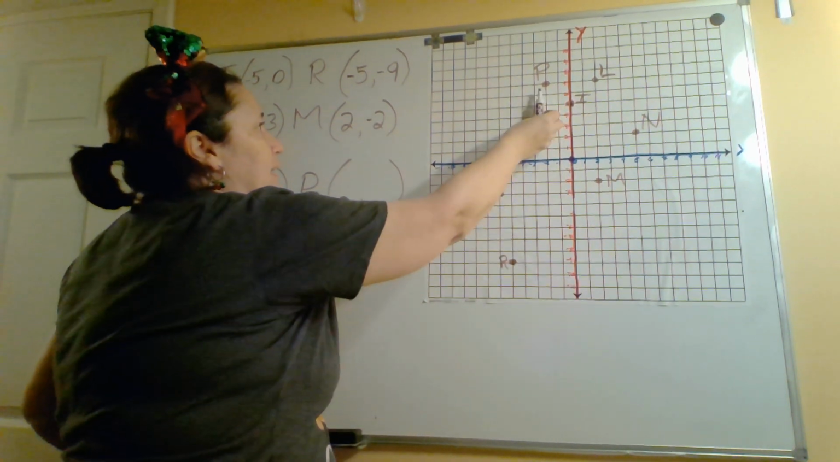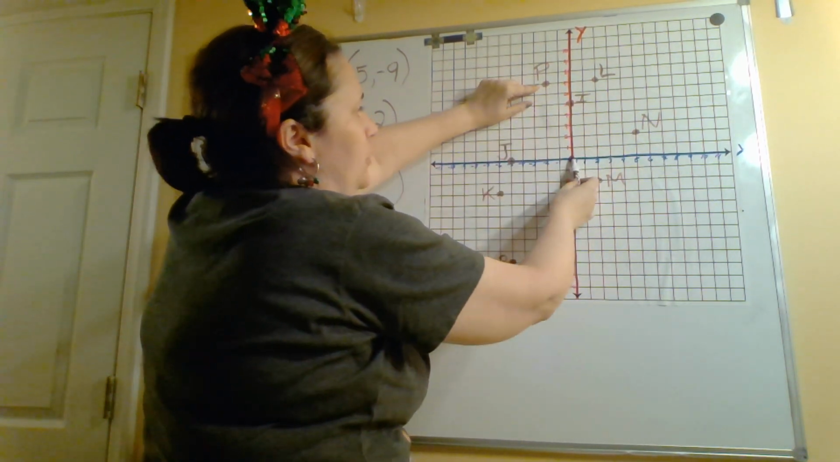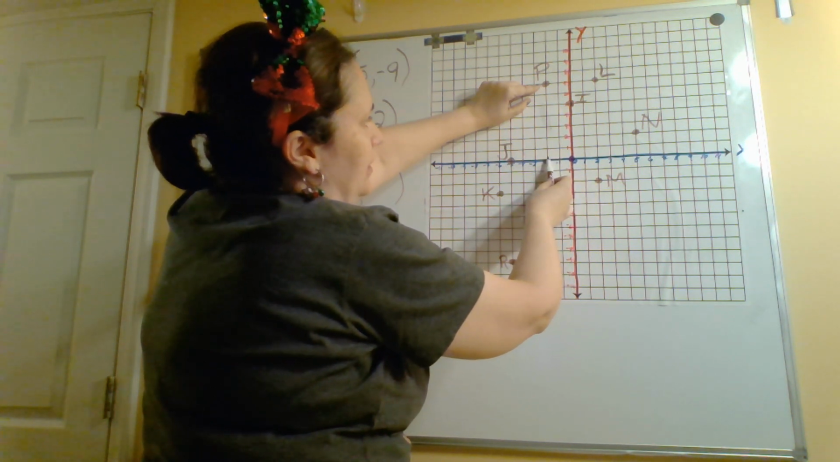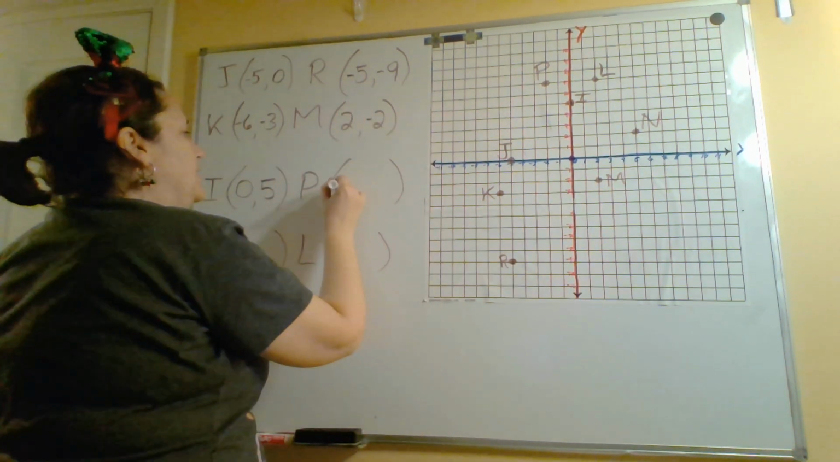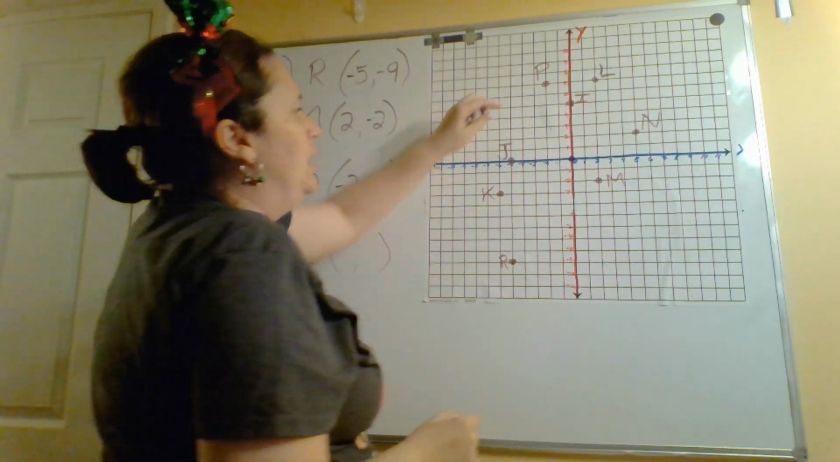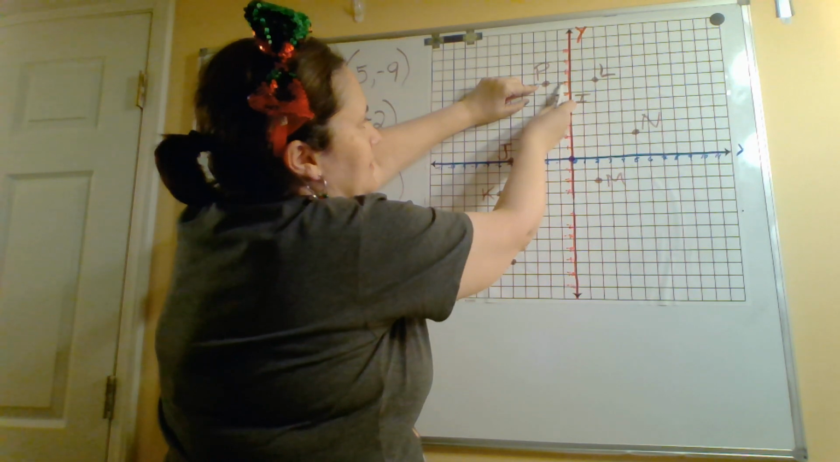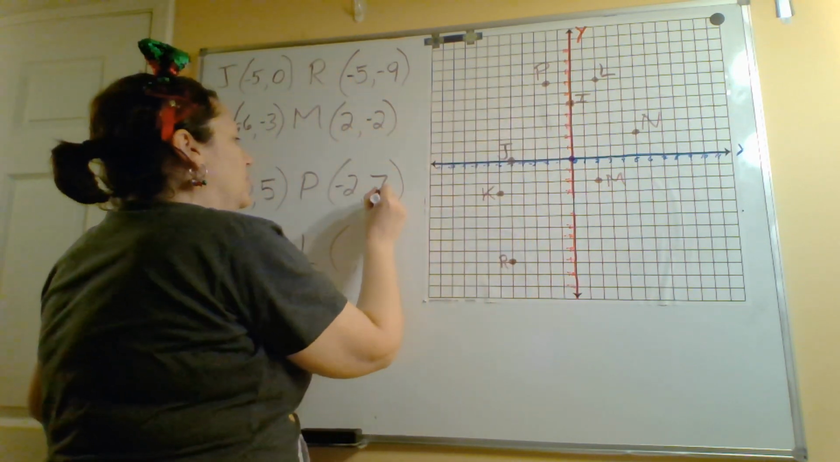Letter P is right here. We start at the origin and see how far did they move, left or right. It looks like they went to the left 2. That's a -2. And then they went up. How far up did they go? It looks like they went up 7. So the second number is 7.